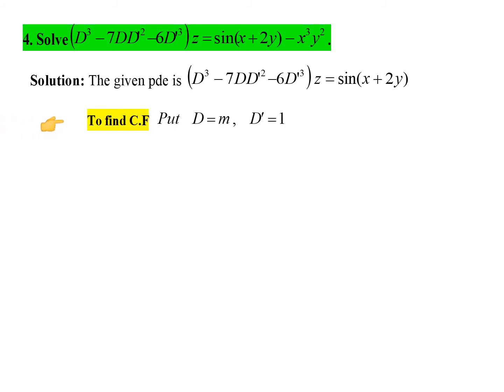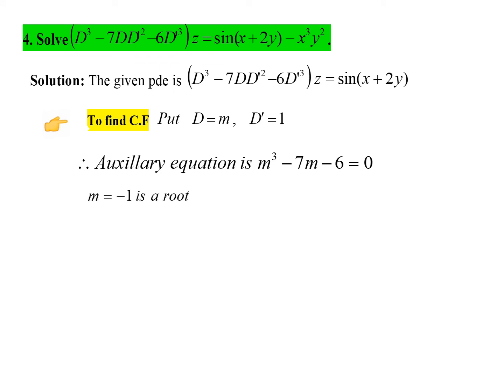Put D equal to m and D dash equal to 1. We have m cube minus 7m minus 6 equal to 0, which is the auxiliary equation. So here we need three roots. The first root we will get by the trial and error method. So you can observe that m equal to minus 1 will be a root.